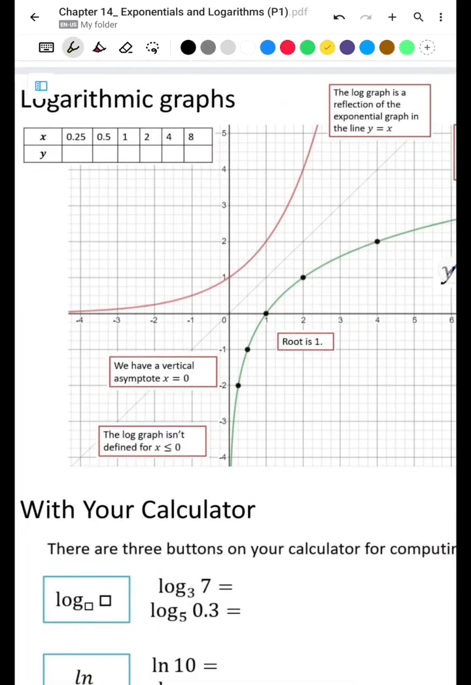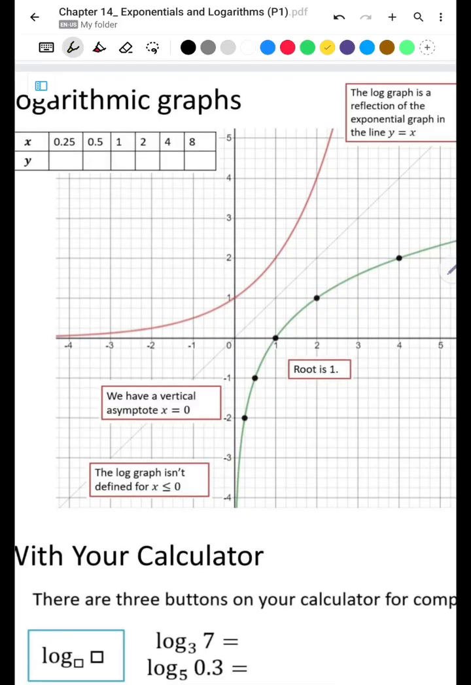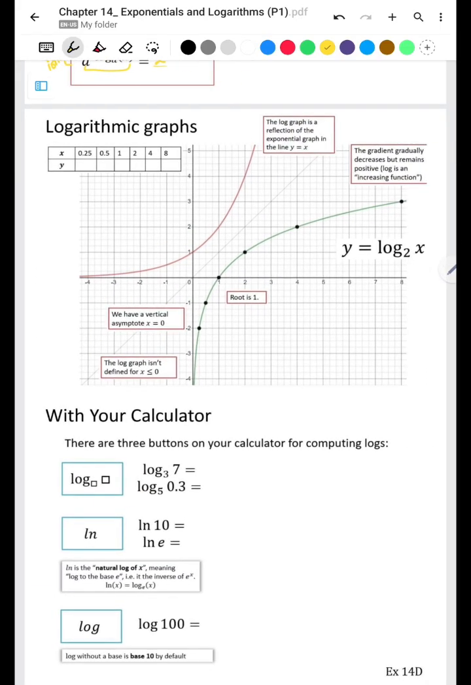Now, logarithmic graphs. I can use my calculator to get the values of y here, but it's very good to show this without using a calculator. The first step: this graph here is a graph of y equals log x. The gradient gradually decreases but remains positive. Log is an increasing function, as you can see here, the green is an increasing function. So y is equal to log base 2 of x.